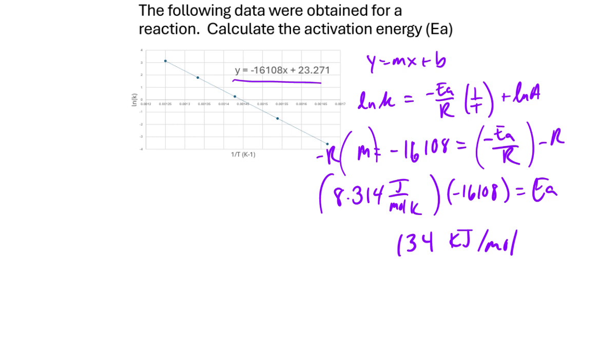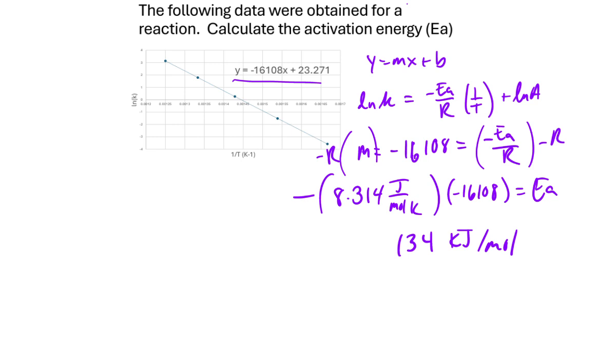Yes. No, so we multiply, I just left it off. We multiply both sides by minus R. Yeah, and then that negative will go away. It's negative activation energy in this case because the slope is negative. The slope is negative. We will always see a negative slope for this type of plot.